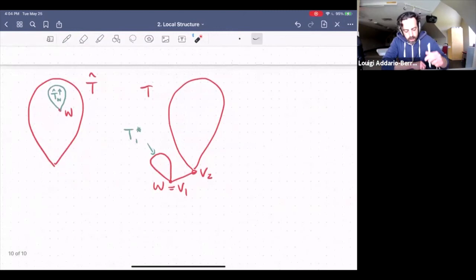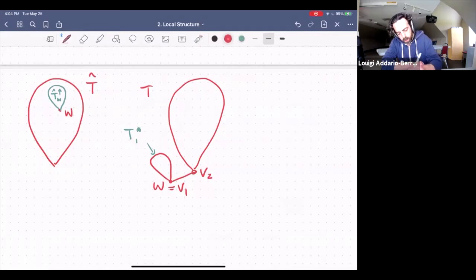And now I'd like to say that with high probability, this subtree T1 star is actually equal to the subtree above W in the tree T hat. That would start to get me toward proving the proposition, because I know that this subtree is asymptotically Borel distributed. So if with high probability it's the same as this subtree, then this subtree also has Borel size. Okay, so that's the goal.